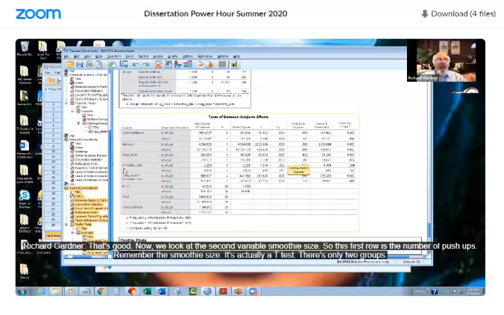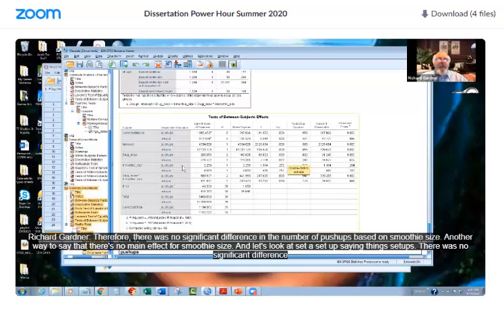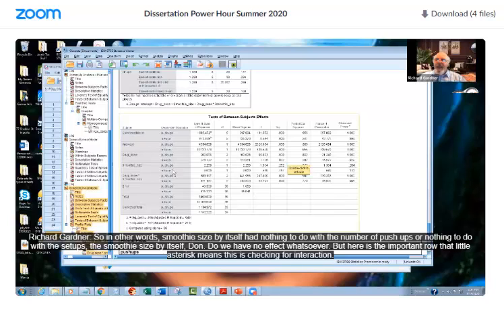That's good. Now we look at the second variable, smoothie size. So this first row is the number of push-ups. Remember, in smoothie size, it's actually a t-test. There's only 2 groups. But the ANOVA table will run it as well. So you go over here, the F ratio is only 1.36. The p-value is not less than 0.05. Therefore, there was no significant difference in the number of push-ups based on smoothie size. Another way to say that, there's no main effect for smoothie size. And let's look at sit-ups, same thing. Sit-ups, there was no significant difference. So in other words, smoothie size by itself had nothing to do with the number of push-ups or sit-ups. The smoothie size by itself had no effect whatsoever.